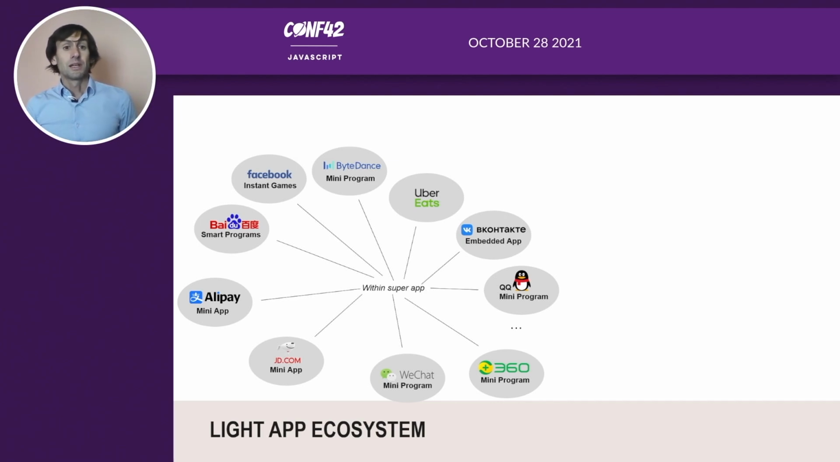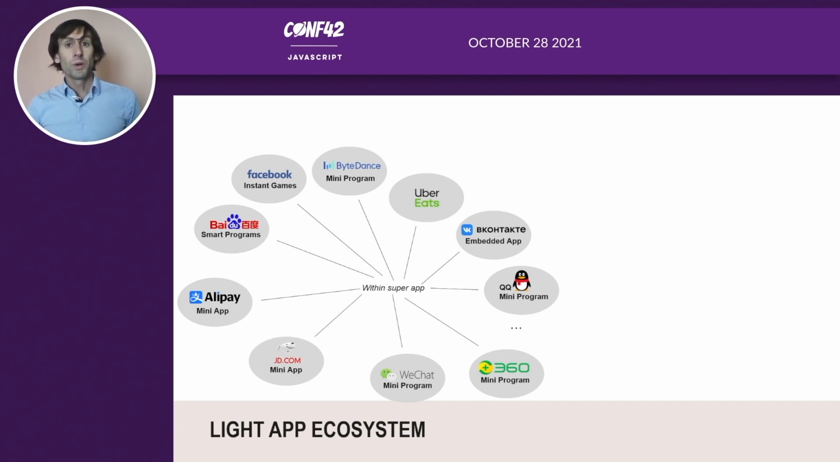Nowadays, the ecosystem of light apps is very diverse. You can see some examples here. Most of them from China, as you can see, 360, WeChat, Alipay, Baidu, with different names, as I mentioned, mini program, mini app, etc. But also you can see some familiar faces, like Facebook Instant Games, that are following a similar process. They are offering casual games within the same framework, within the same environment, which is Facebook.